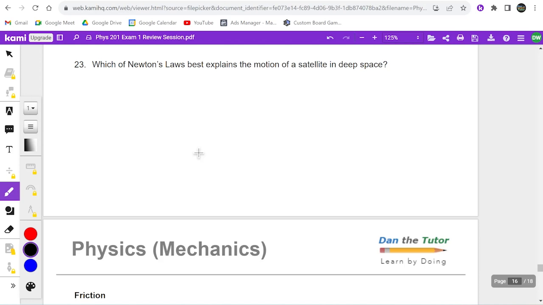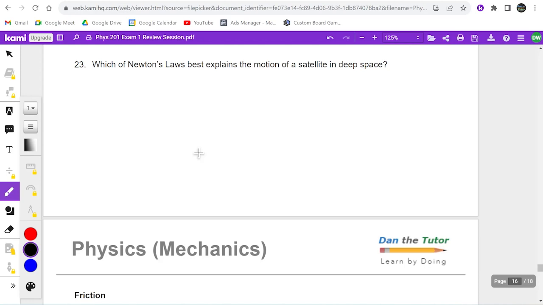So I would say, and why? Why is it the second one? Because that has to do with the gravity. That's the thing. When you're in deep space, there is no gravity. This thing's just floating out there without touching anything.